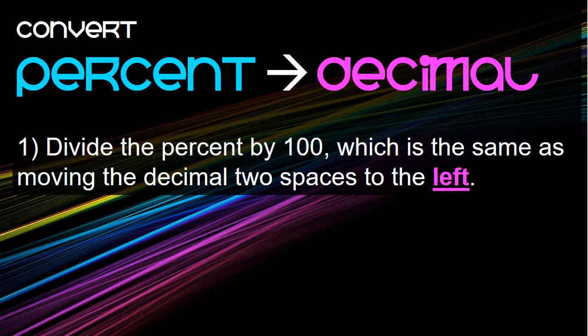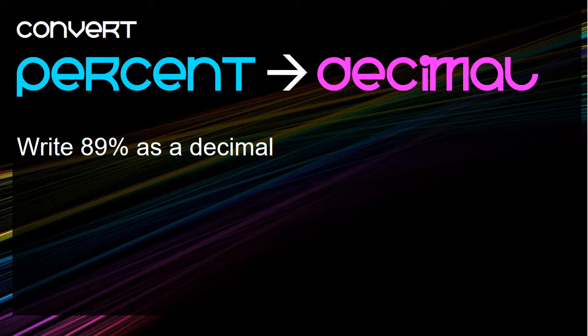So now you're doing such a great job, math superstars. This is the last part, converting a percent to a decimal. In order to do this, we can divide the percent by 100, which is the same as moving the decimal 2 spaces to the left. There's only one step in this, so let's go ahead and give this a try.